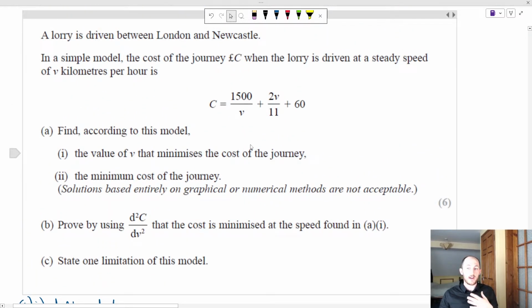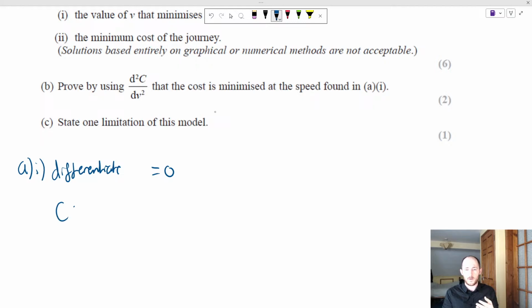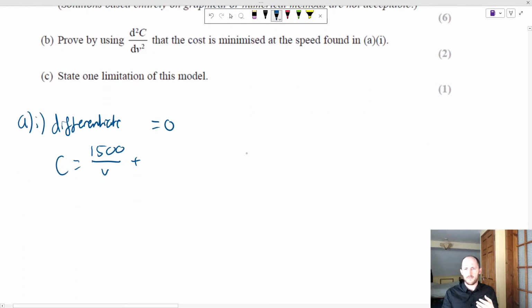So let's do that. Well, we can't differentiate this yet, right? So if I write this equation out one more time, well, this is the first time I'm writing it out, but you get my point. 2V over 11.